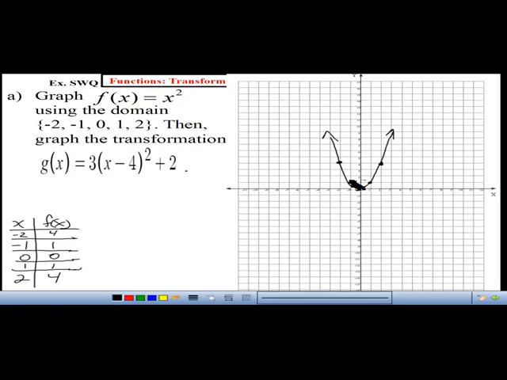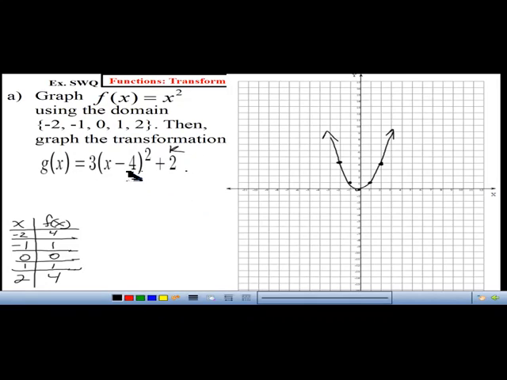Yes, Mr. Q. All right. Writing utensils down really quick. Look up to the screen. Okay, so this is our original function, our parent function. This is what they want us to come up with, this transformed function. Look up. If this +2 is outside of the parentheses, what parameter does that correspond to? This is parameter K. Yes.